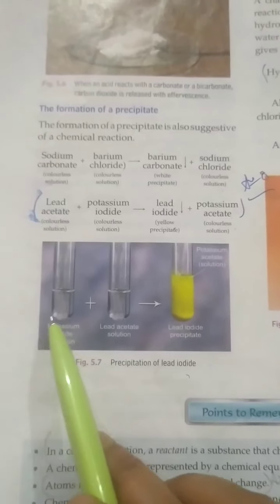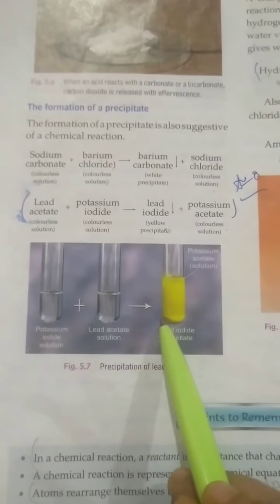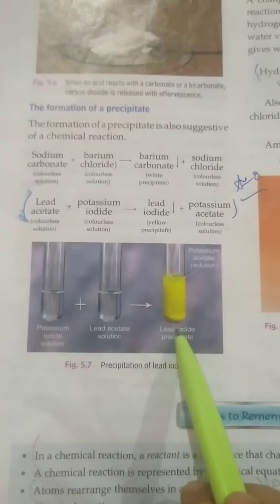You can see both are reactants. When they combine together, they give rise to the lead iodide precipitate. This is the precipitate at the bottom of the test tube, you can see, and the solution is potassium acetate. So lead iodide is in the form of the precipitate, and potassium acetate is a colorless solution.